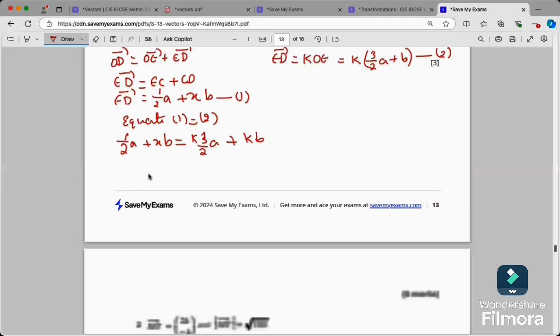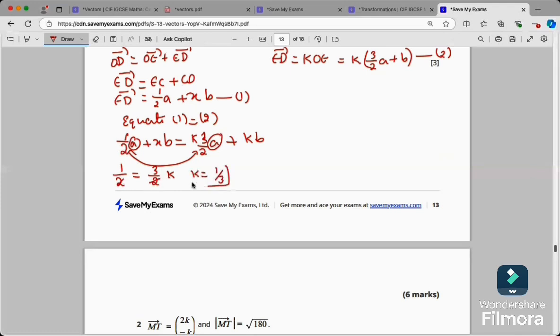Now equate the A coefficients. So equate the A coefficients in the first term. Therefore, half is equal to 3 by 2K. The coefficient of A you have to equate. Here A and here A you leave and just equate the coefficients. So 2 cancels. Therefore, the value of K is going to be 1 by 3, right?